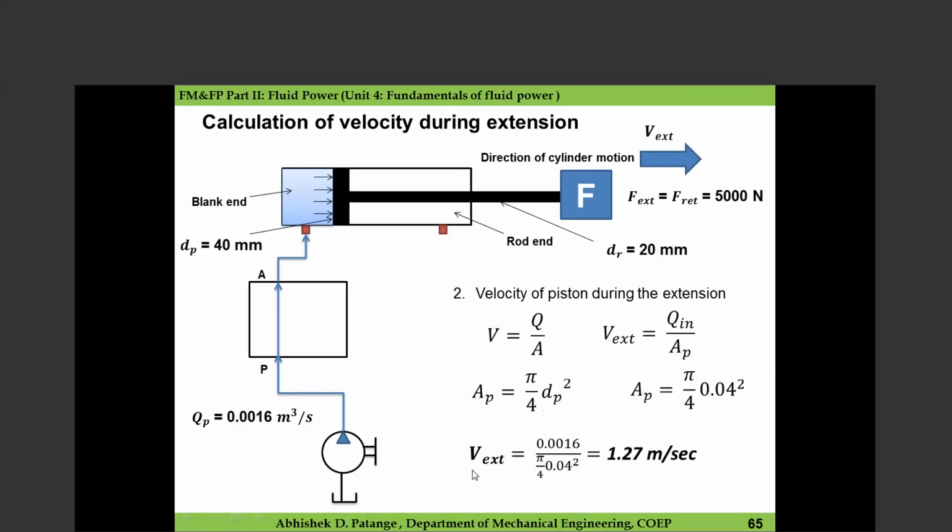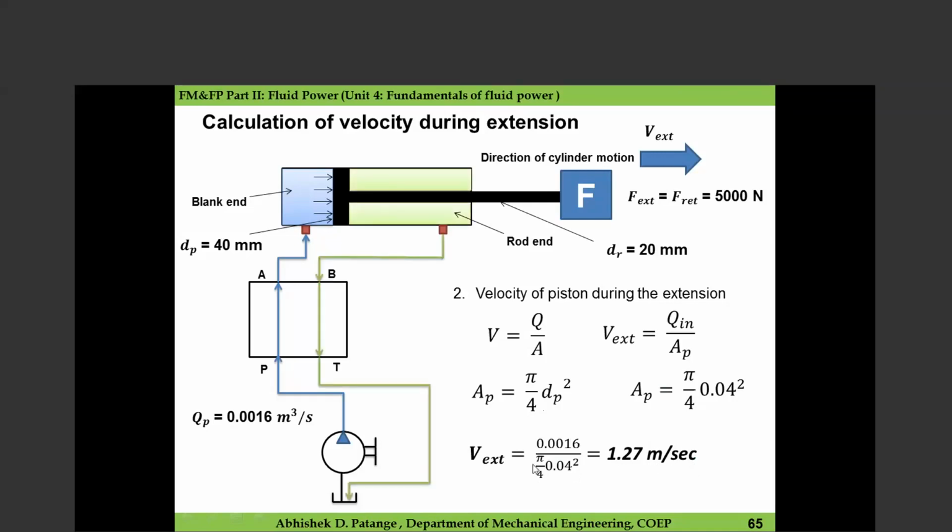So by putting these values, we get V extension is equal to 0.0016, which is the output of the pump, that is the pump discharge, divided by the area of piston, which is pi by 4 times 0.04 square. So the answer for velocity of extension is equal to 1.27 meters per second.